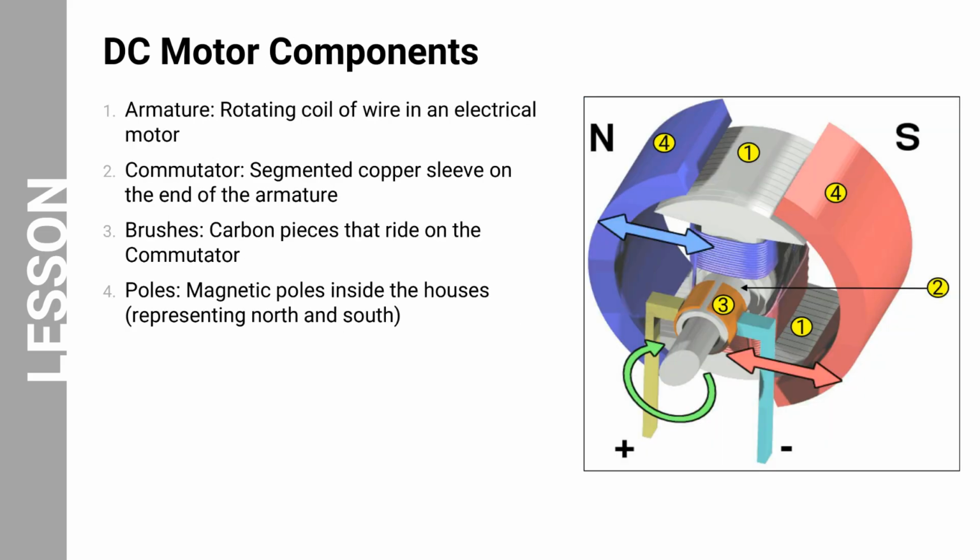Here are the main components of a DC motor: the armature, commutator, brushes, and poles as depicted in the image. Number 1. The armature is a rotating coil of wire within an electric motor. Number 2. The commutator is a segmented copper sleeve located at the end of the armature. Number 3. The brushes are carbon pieces that ride on the commutator. Number 4. The poles are the magnetic poles inside the housing, representing north and south.